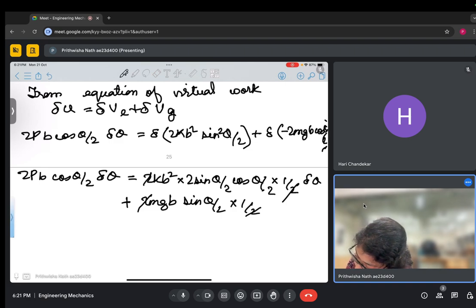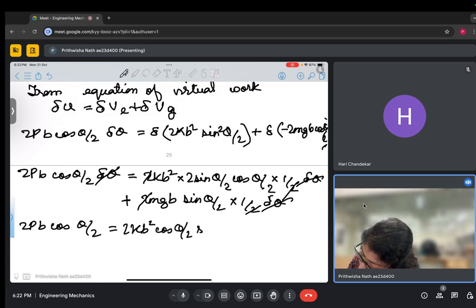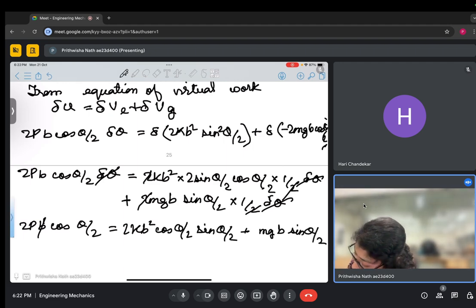So 2pb cos theta by 2 and delta theta, here also there is a delta theta, so this I can cancel. 2kb square 2 cos theta by 2 sin theta by 2 plus mgb sin theta by 2. Now I'll cancel this b.